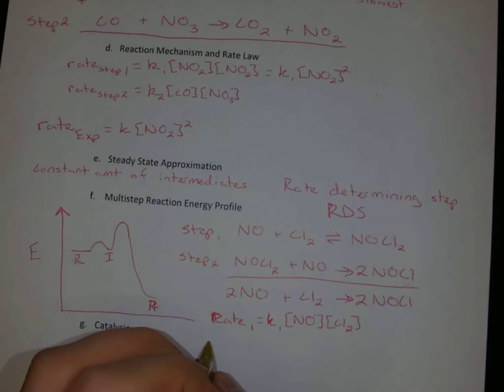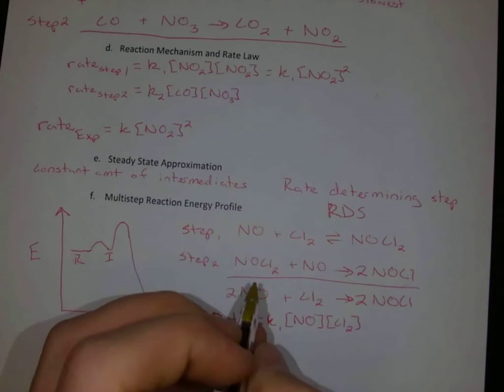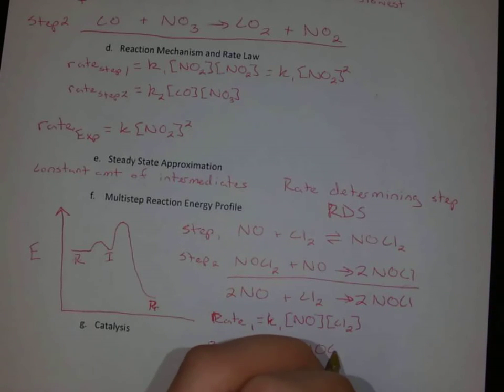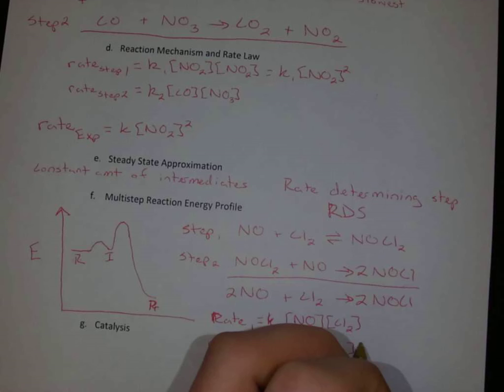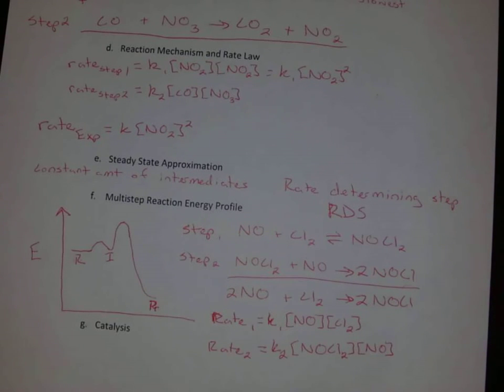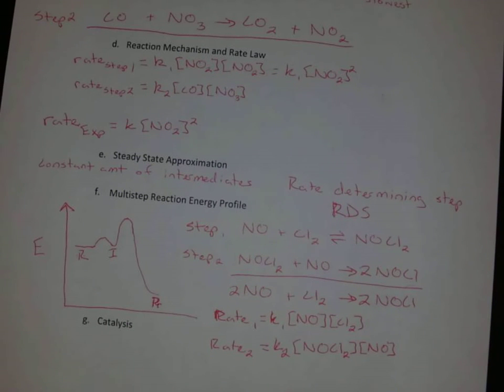Then I have my rate 2, which is going to be equal to k2 times the concentration of NOCl2 times the concentration of NO. Okay, so if I do this, now I realize that my rate-limiting step, my rate-determining step, has NOCl2 concentration in it.